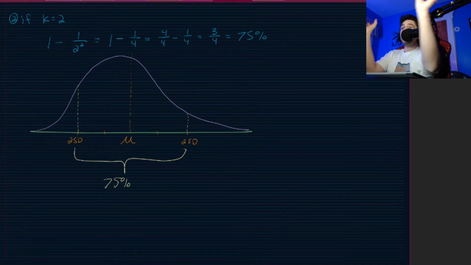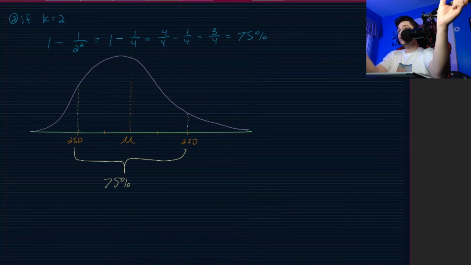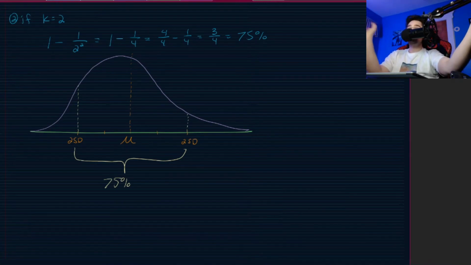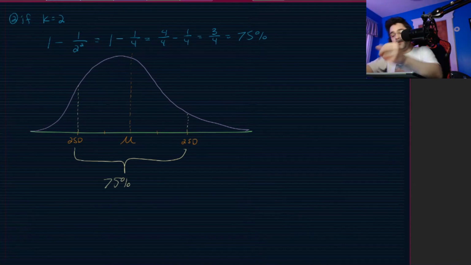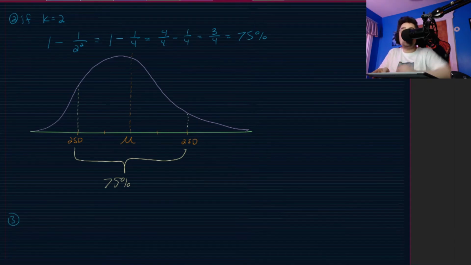The other 25% would be on the two tails. They would be either really, really tall people or shorter people. That would encompass that 25% range. So this is what Chebyshev's is doing. It's giving us a minimum for the percentage of values within the number of standard deviations away from the mean. Let's do one more.